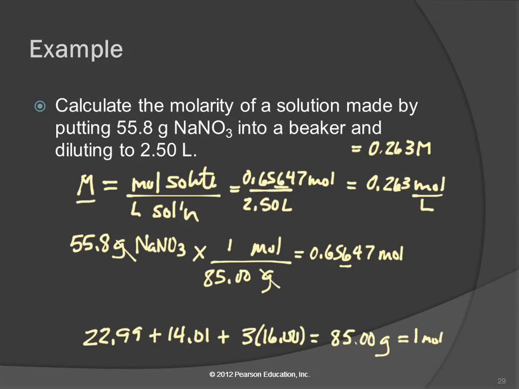Capital M's, when they're handwritten, can be hard to distinguish from lowercase m's, and so I usually underline my capital M's because I don't want it to look like meter or like a sloppy abbreviation for mole or something like that. Any questions?